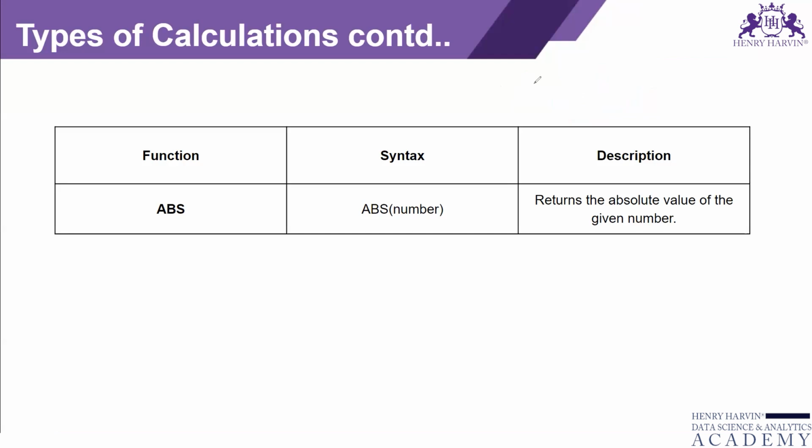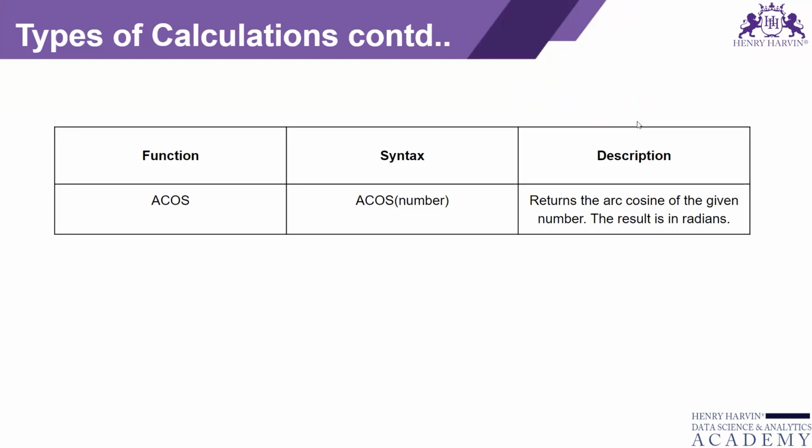Going to the next one, ACOS. We don't have to go into depth, because this is a trigonometric function which returns the ACOS, or cos inverse, of a number. I don't know whether you remember, but there is something called cos in trigonometry, which is a ratio, and similarly there is cos inverse, which is basically cos to the power -1. So ACOS returns the cos inverse of a number.